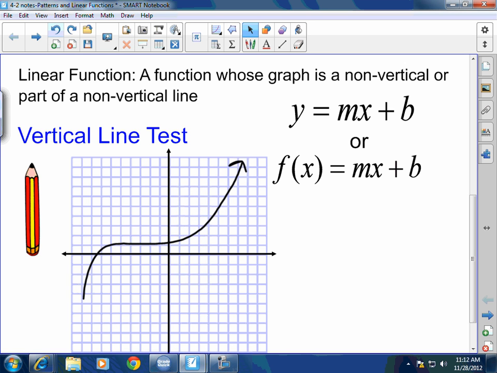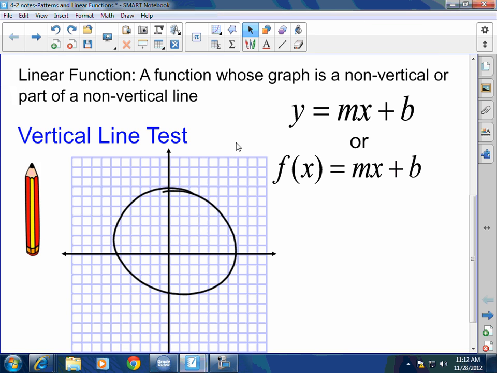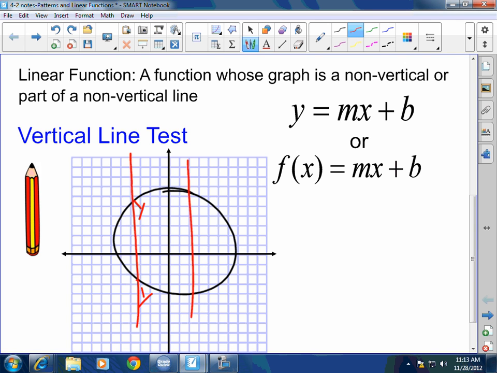Okay. What if I gave you a circle? Will that pass the vertical line test? No. How many y's do I hit here? A y there and a y here. How many do I hit here? Two. This is the x-axis and that's the y-axis. The graph is the circle. You hit two, so this is not a function.